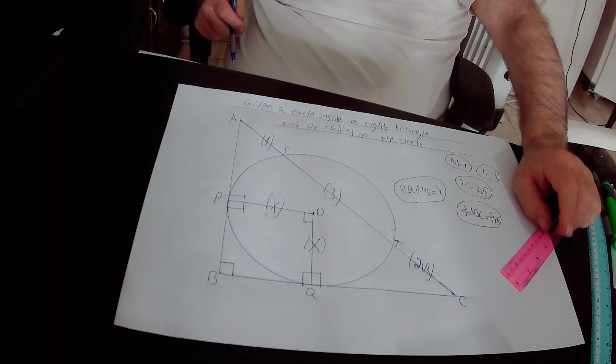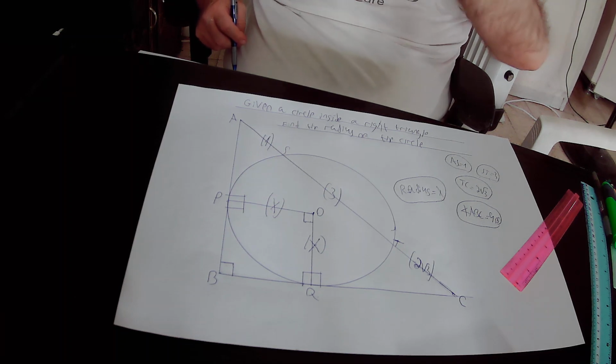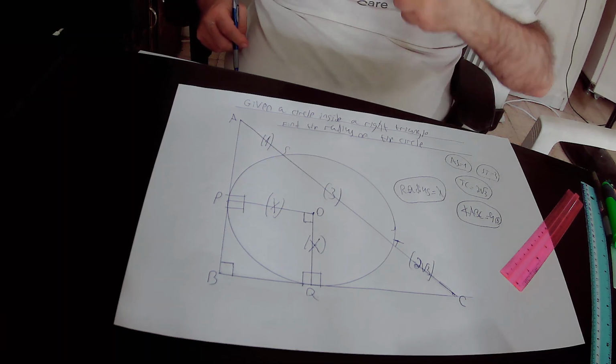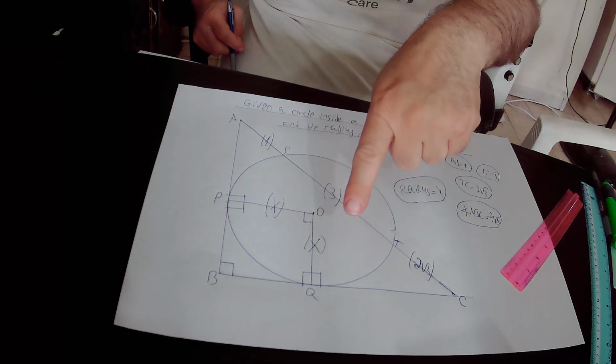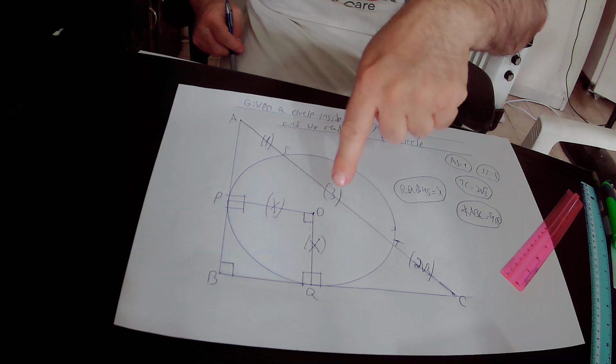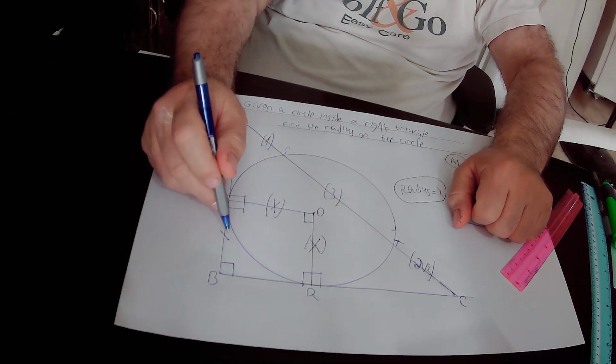So we relate to this quadrilateral POQB as a rectangle. And we also note that the opposite sides of a rectangle are equal to each other. So in rectangle POQB, side OQ must be equal to the opposite side PB. But OQ equals X, therefore PB must also equal X because they are equal to each other.